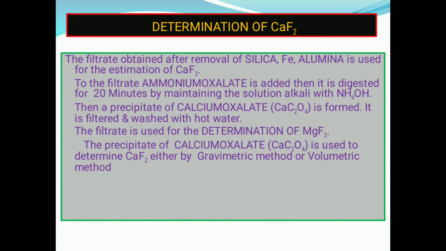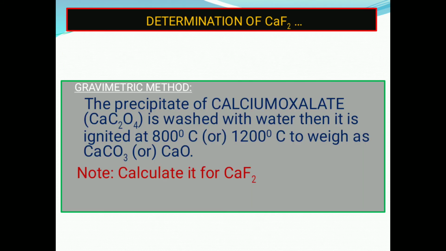Then if the filtrate is present, that filtrate is used for the determination of magnesia, that is magnesium fluoride or magnesium carbonate, whatever. So our intention is calcium oxalate to determine calcium fluoride. So the precipitate of calcium oxalate is used to determine calcium fluoride either by gravimetric method or volumetric method.